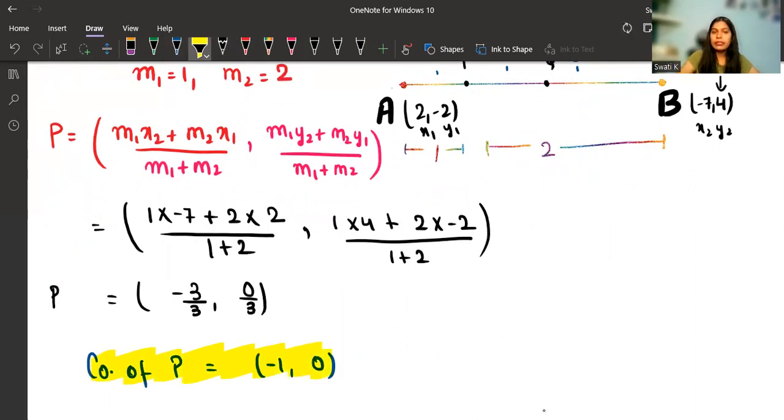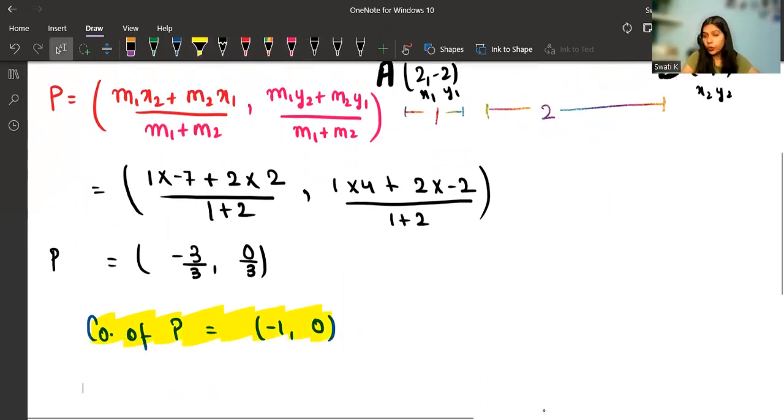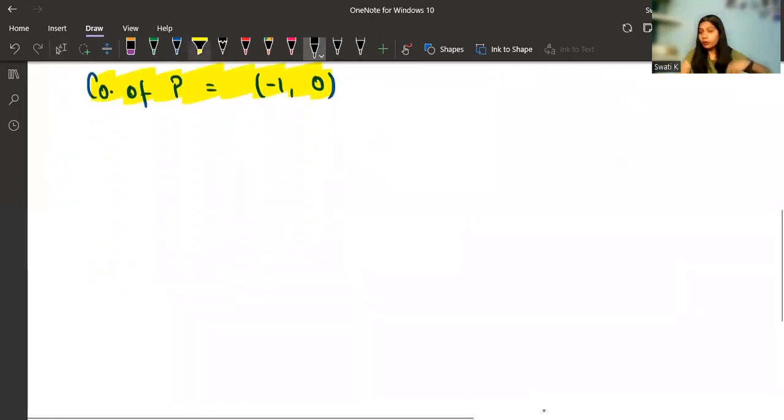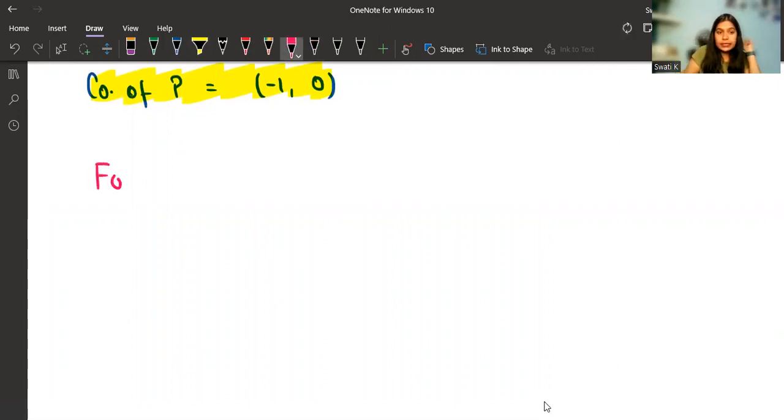Now similarly, we can find out the coordinate of Q as well. But remember, in case of Q, now you forget P. Q is basically dividing the line segment AB into a different ratio. That is dividing into the ratio of 2:1. So for Q, M1 is 2 and M2 is 1. I hope you are getting this.